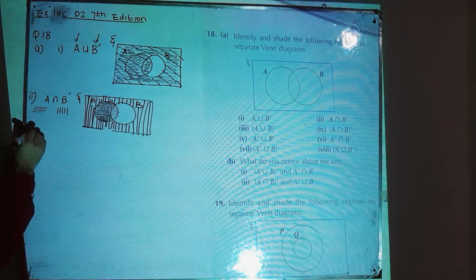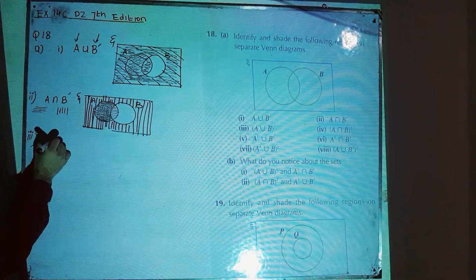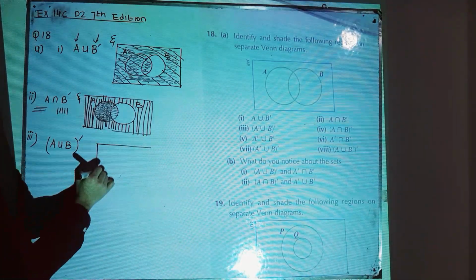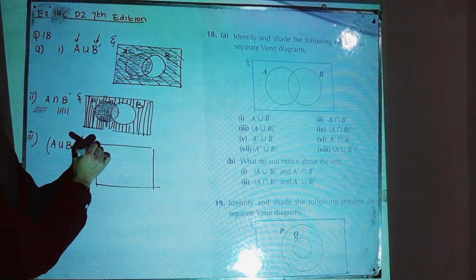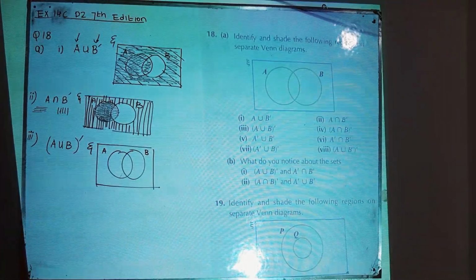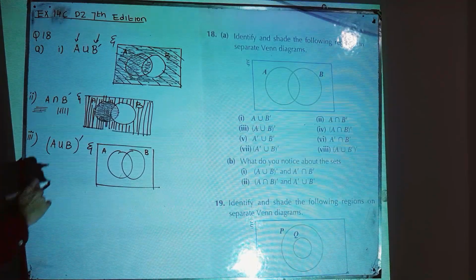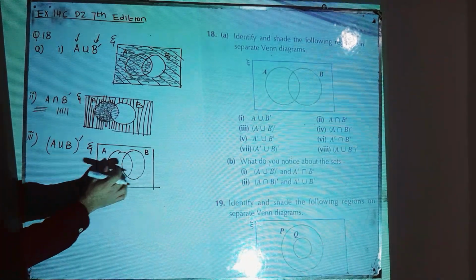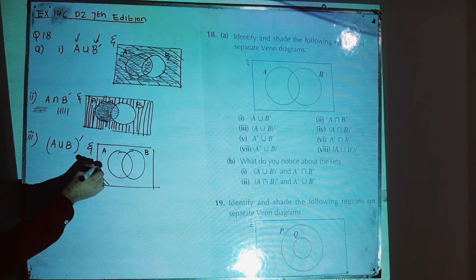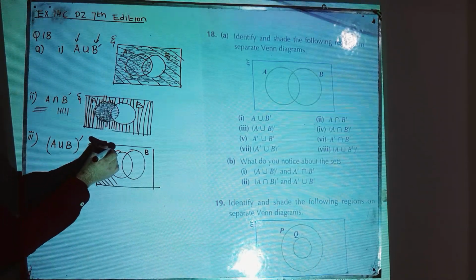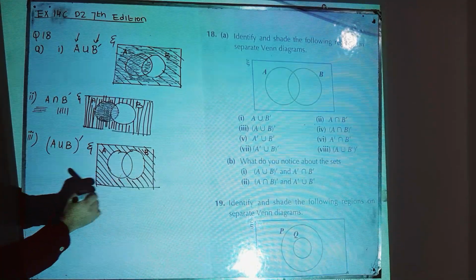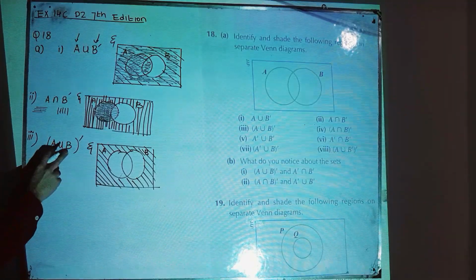Part number 3, we have got A union B complement. First of all, draw a Venn diagram. This rectangle represents the universal set, then you have got sets A and B. Now A union B means the region of A and the region of B, while I am talking about the complement of A union B. So all the region outside A and B will be shaded. This is the answer for this part, because I am taking the complement of A union B.